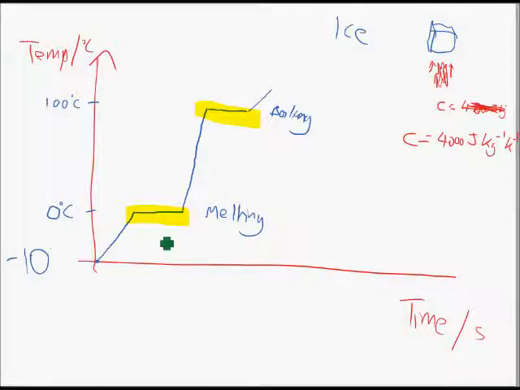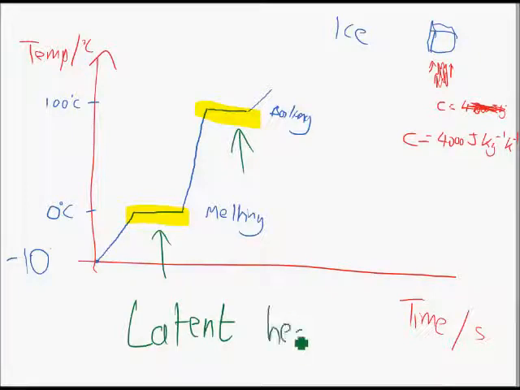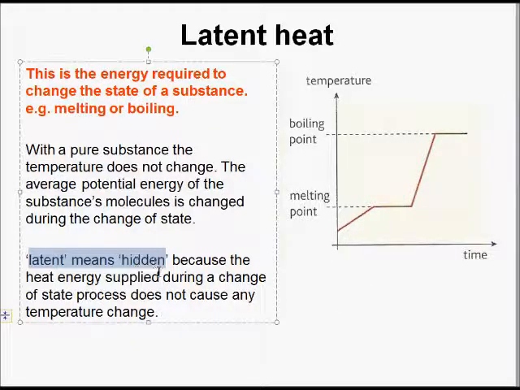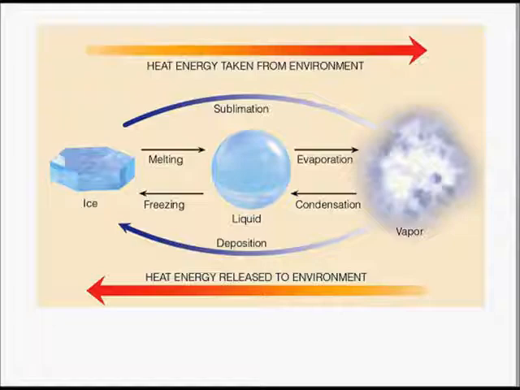This heat here and this heat here we call the latent heat. This is the heat energy that is required to induce a change of state in a solid or liquid. The energy required to change a state in melting or boiling. Latent means hidden, because the heat energy supplied during a change of state does not cause any temperature change. So this is a phenomenon that is observed in any material when it goes between solid, liquid and gas.